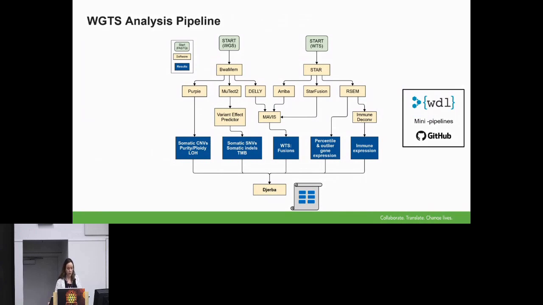Briefly, if you look on the left, the whole genome goes through alignment, and then a series of tools are run to estimate purity, ploidy, and copy number variations. We also call somatic variants and calculate tumor mutation burden. And then the whole transcriptome also goes through alignment and is used along with the whole genome data to call fusion events. The whole transcriptome is also used to estimate gene expression and immune expression. So all of this knowledge goes into our open source tool developed in-house called Gerba to generate a clinical report.